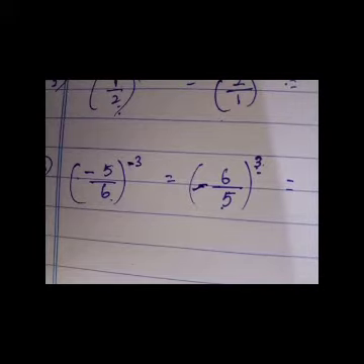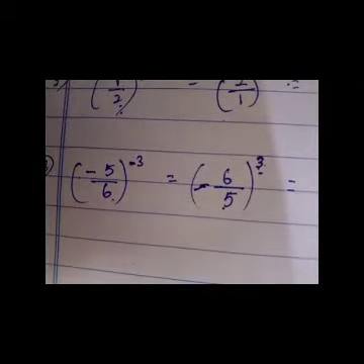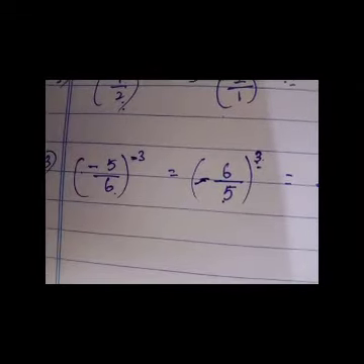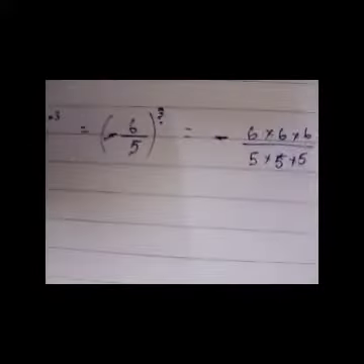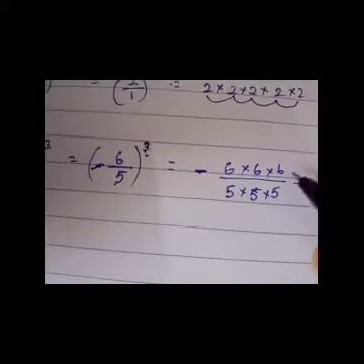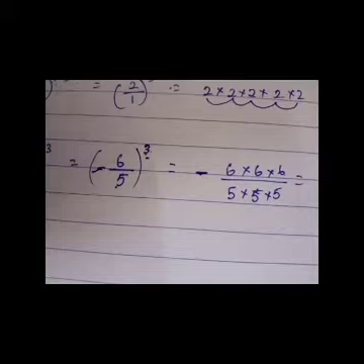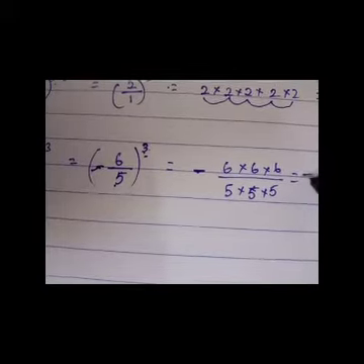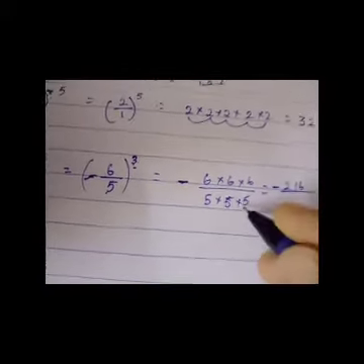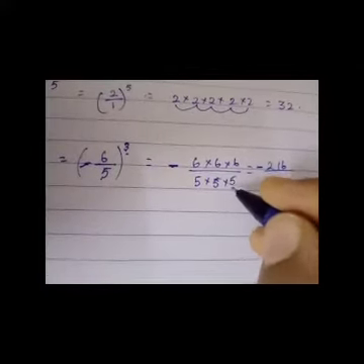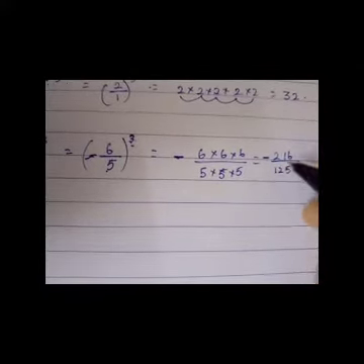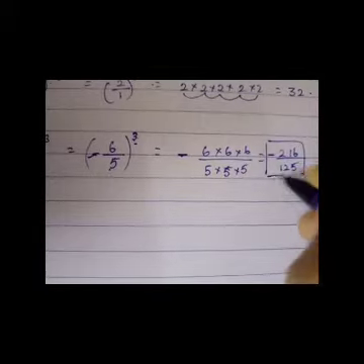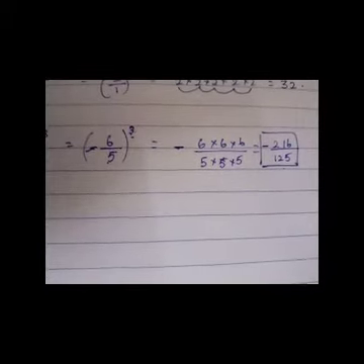Odd number means the base has the minus sign, means the answer also you will get in the minus only. So minus 6 into 6 into 6 by 5 into 5 into 5. So 6 6s are 36. 36 into 6 is 216. Minus 216 by 5 5s are 25. 25 into 5 is 125. So your answer is minus 216 by 125.